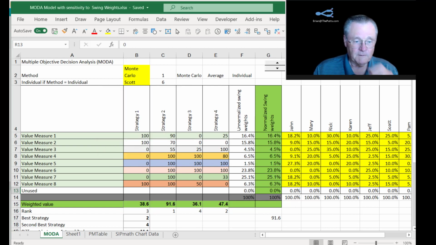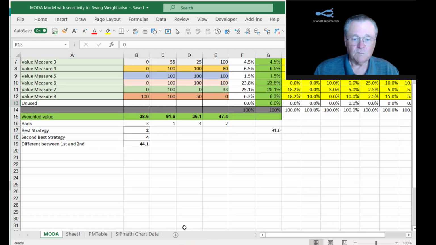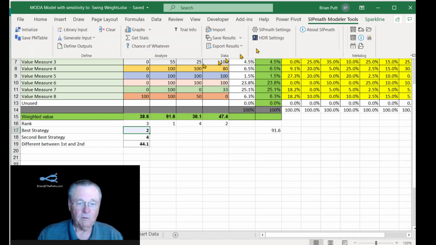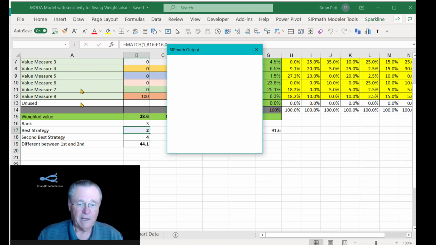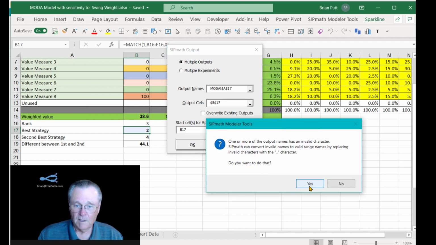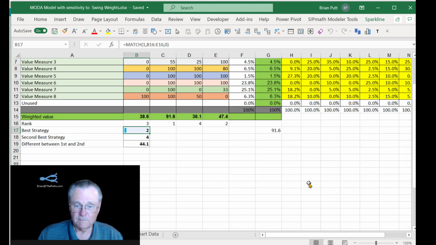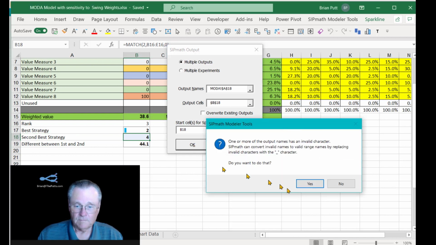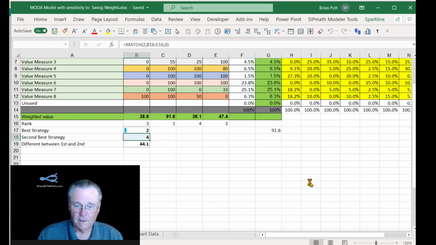Okay, so now let's do a few things here. First of all, let's define the best strategy as an output variable. Define outputs, and we'll call that best strategy. And we'll say yes. Output names should be the second best strategy. Yes. Okay.